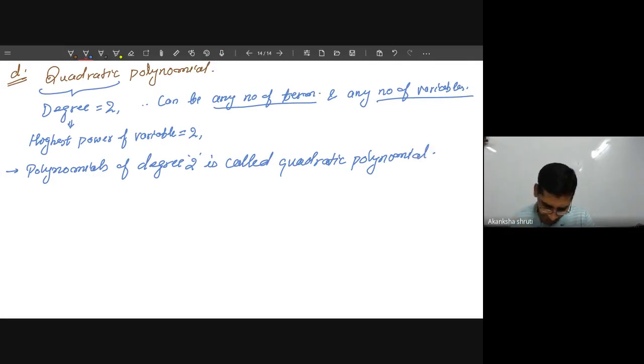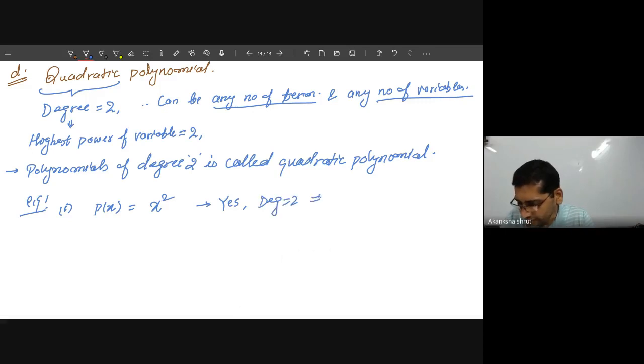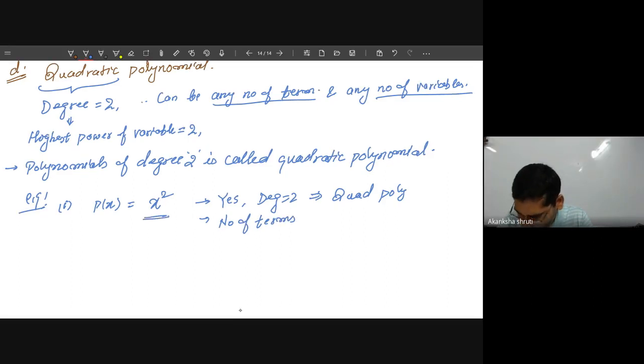Students, let me write an example for you. If I am taking the polynomial p(x) as only x square, is it a polynomial? Yes. What is the degree? Degree is 2. So the name is given as quadratic polynomial. But how many terms are there? Only one term. Based on terms, this is called a monomial, which we will also see later.